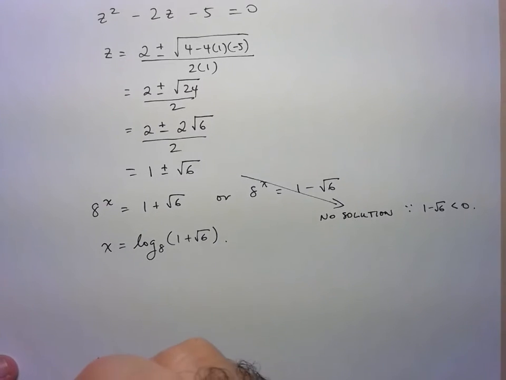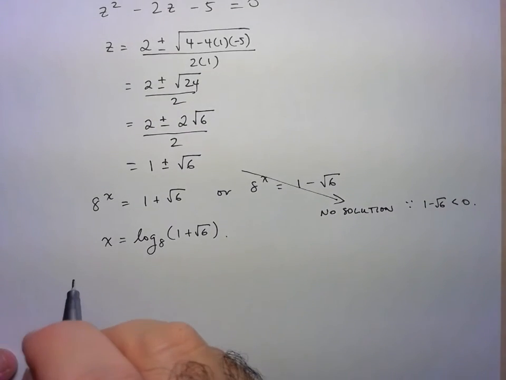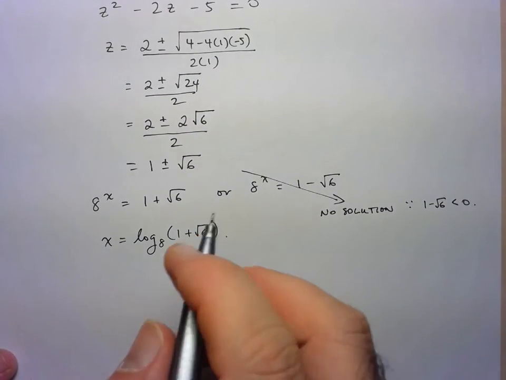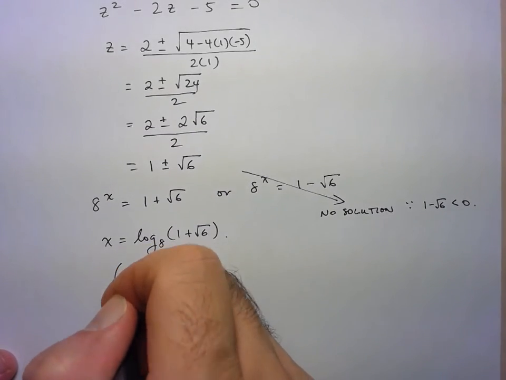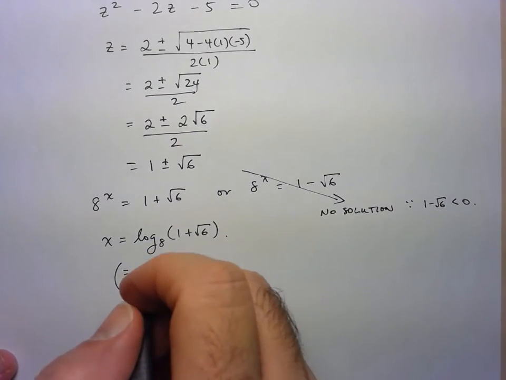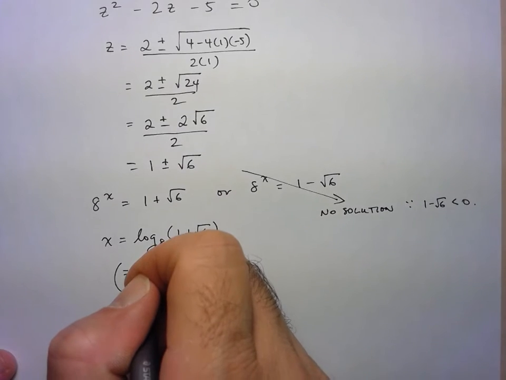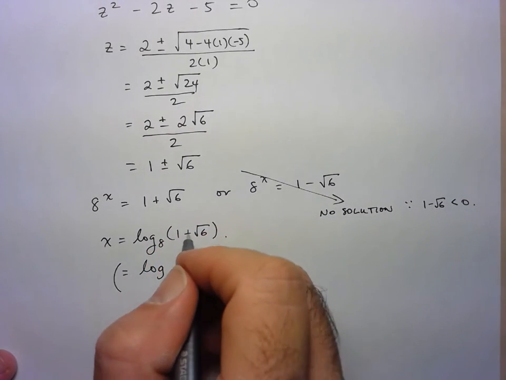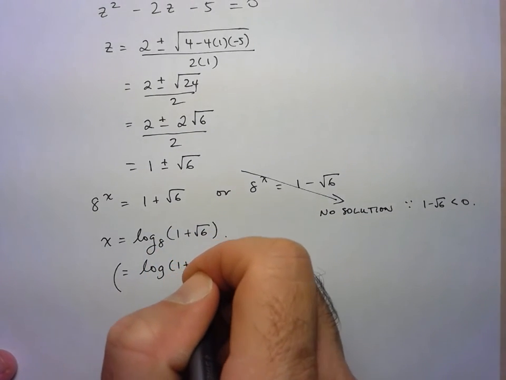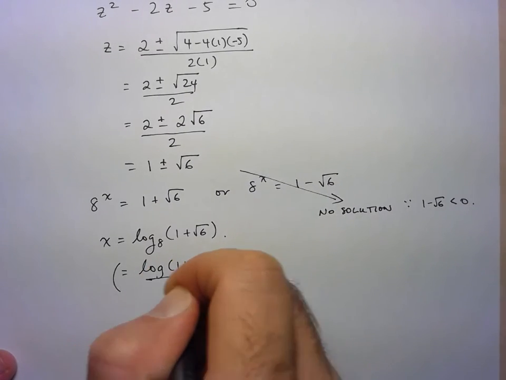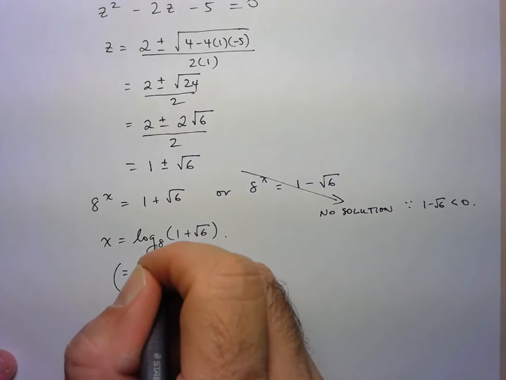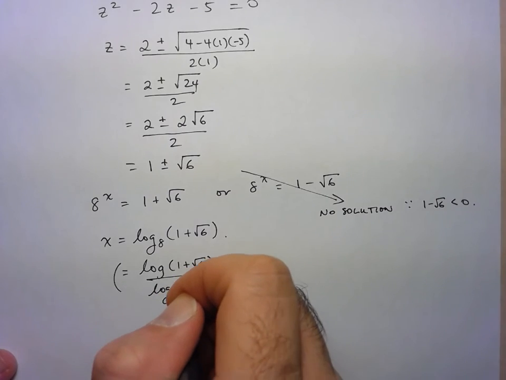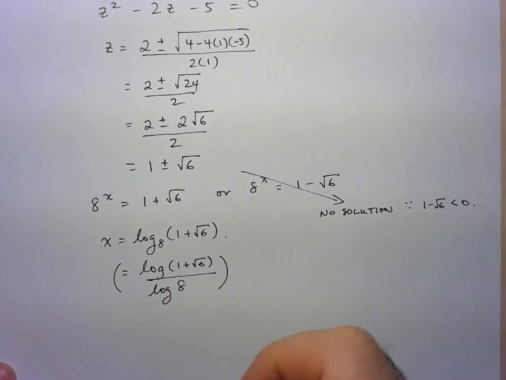Okay, now if I did want to actually find an approximation, and I'll just put in brackets just in case we need to do it, you would just use a change of base. So this is log base 10 of the original input, so 1 plus root 6, over log base 10 of the original base, which is 8. So that's an alternative form for the answer.